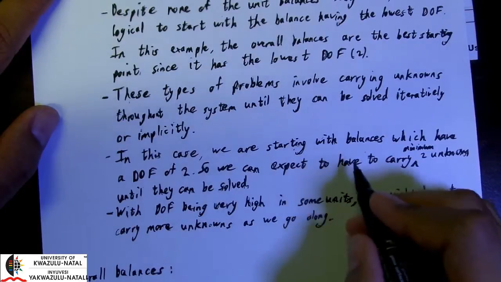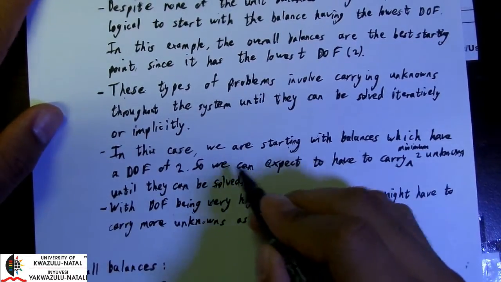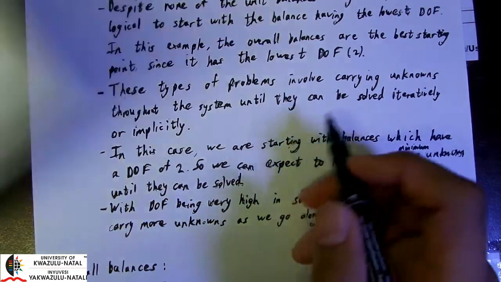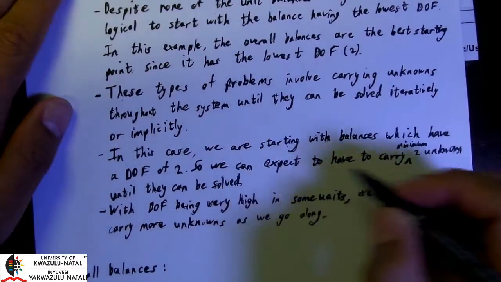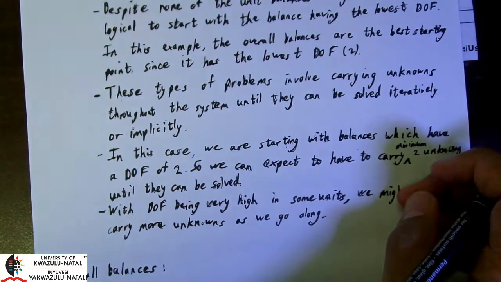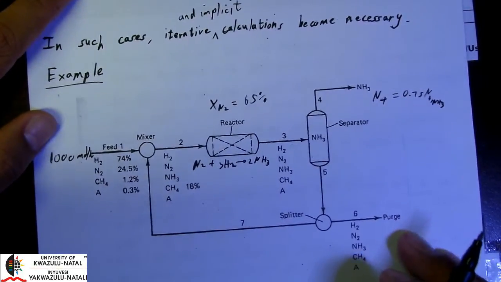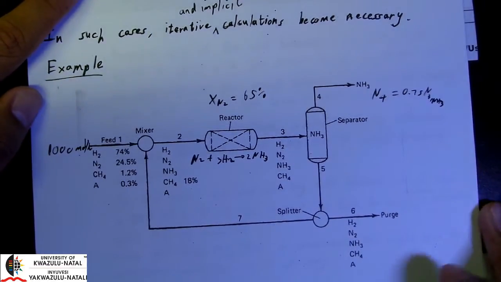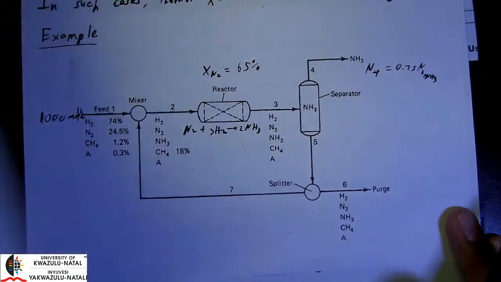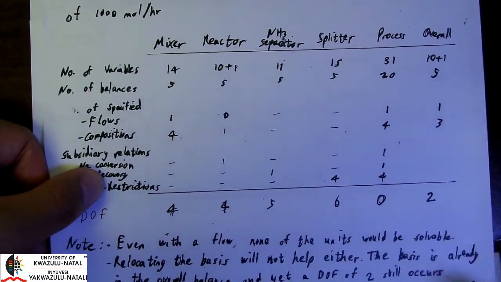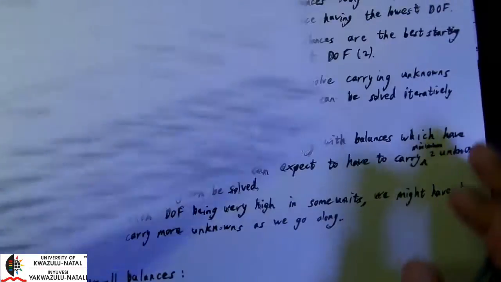Now in this case we are starting with balances which have a degree of freedom of 2. Our overall balance has a degree of freedom of 2. So we can expect to be able to express all of our components in terms of 2 unknowns. Okay, so we need to carry a minimum of 2 unknowns, and we have this understanding already that if we try and solve this overall balance, we won't be able to get all of our components, but we can at least express them in terms of 2 unknowns because our degree of freedom is 2. Now, as you could see, for our other units, we have very high degrees of freedom. So as we move along from our overall balance, we can expect to carry even more unknowns.